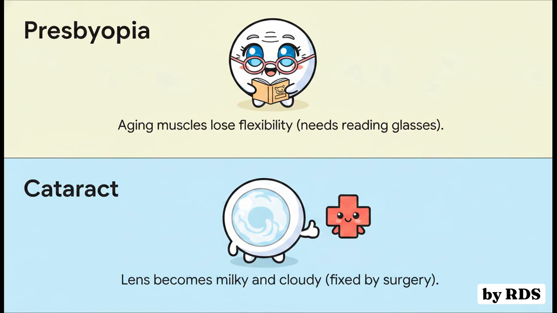Aside from the actual shape of the eye, age brings its own natural hardware changes. Presbyopia happens as we get older. Those ciliary muscles we talked about, they lose their flexibility. That makes it hard to squeeze the lens for near vision, which is exactly why older adults eventually need reading glasses. And then there are cataracts, which occur when the previously transparent lens becomes milky and cloudy due to protein buildup. But the good news is, that's a condition entirely fixable today with a really standard quick surgery.